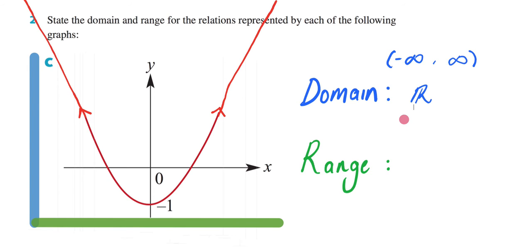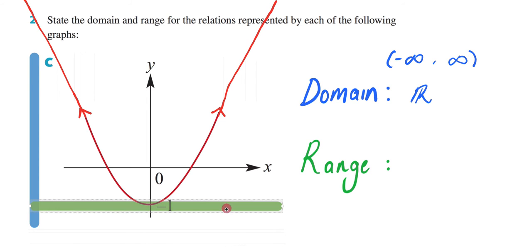When it comes time to do my range now, remembering my range is all the possible sets of y, I'm going to use this horizontal line. And as you can see here, I'm not touching it at the moment. And right here is the first time I touch it. So my very first y value is going to be -1. So I'm going to come over here and I'm going to say -1.